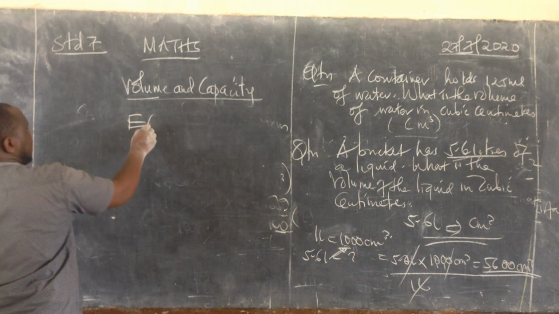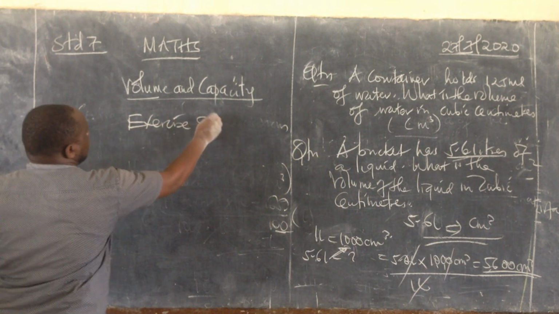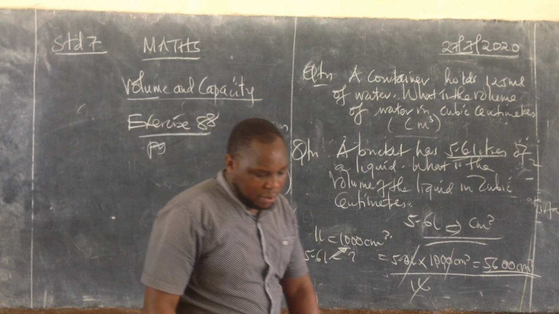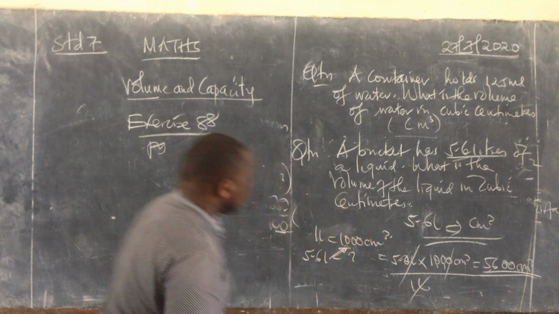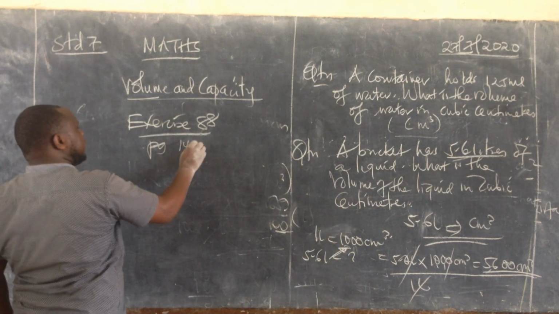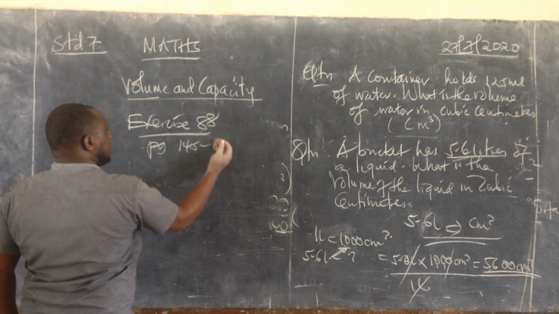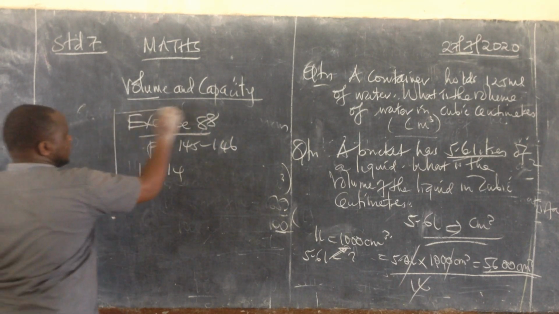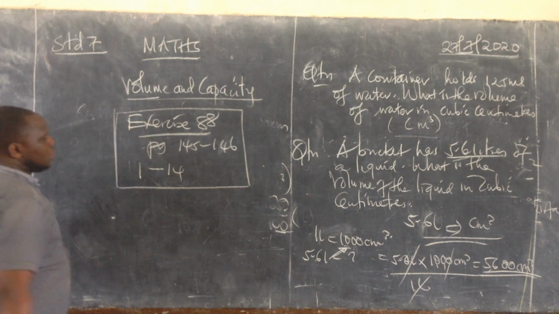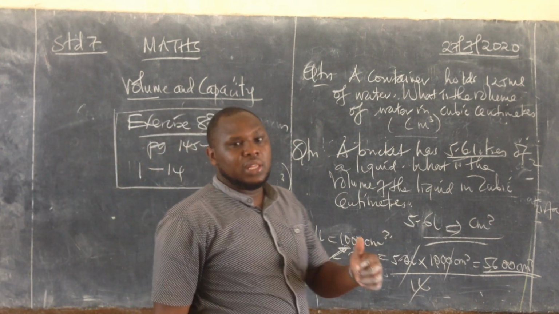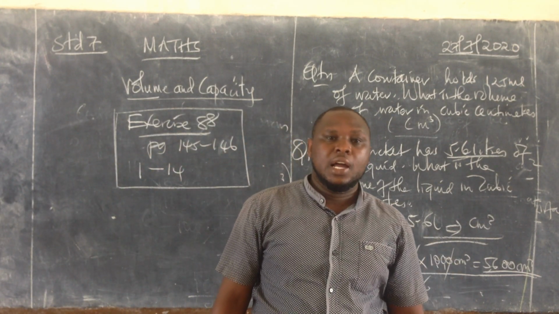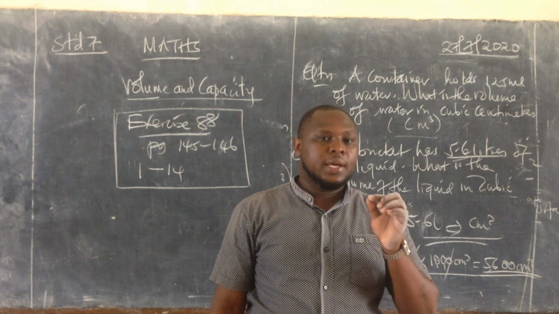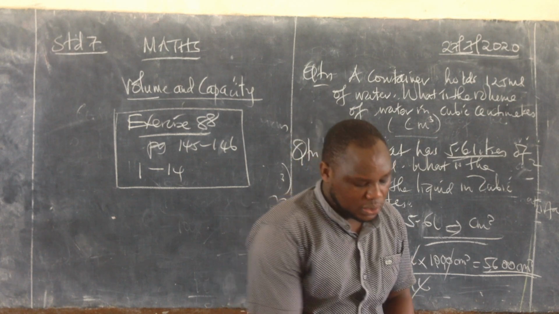So exercise 88. That is on page 145, 146. Numbers 1 to 14. That is the work that I want you to attempt. Do the work well. Ensure that you read the questions, get them clear, and remember to write the correct units. After multiplying or dividing, write the correct units in the question.